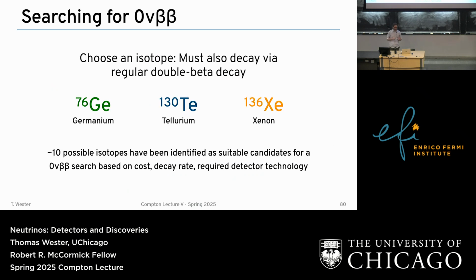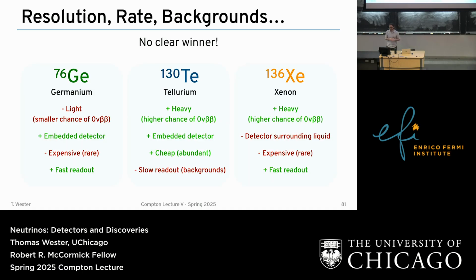Okay, so searching for this, we have actually built experiments to do this. And there are 3 kind of isotopes that have been identified or that current experiments are using to make this measurement. So it's germanium-76, tellurium-130, and then xenon-136. There are about 10 other isotopes that maybe are possible for this search, but there aren't experiments to do them. So there really aren't that many choices that you can have. But each one of these has different advantages and disadvantages. So I'm just going to kind of list out some of them. But the takeaway message is that there's no really clear winner of which isotope to use for this experiment.